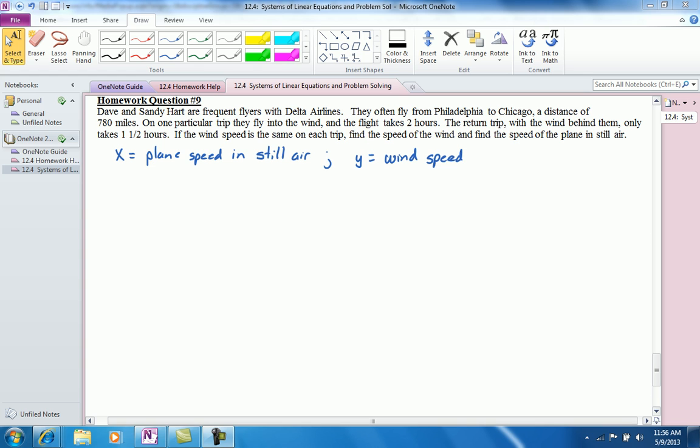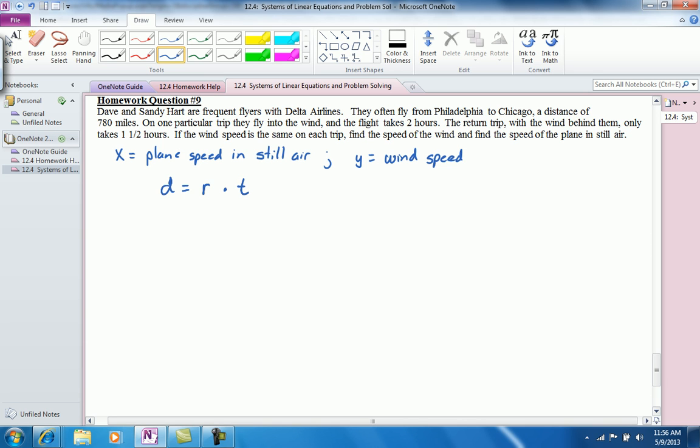Okay, so the two things I'm trying to find are the speed of the wind and the speed of the plane. I represent that with X and Y. I've made my variable assignments here. X will be the speed of the plane, Y will be the wind speed. Okay, so now I need to search for my two equations, and my two equations here will deal with the formula distance equals rate times time.